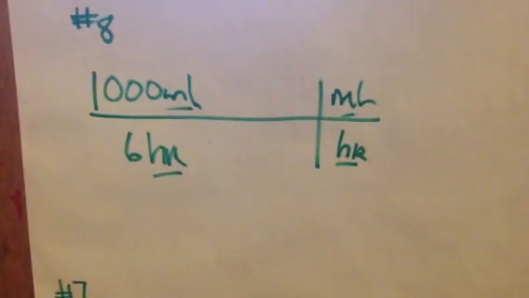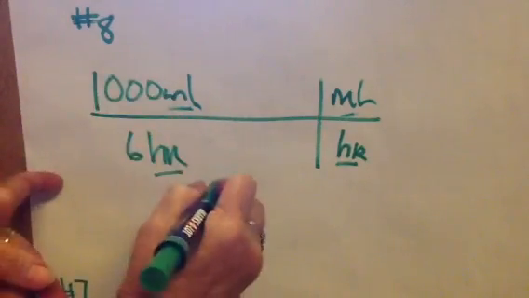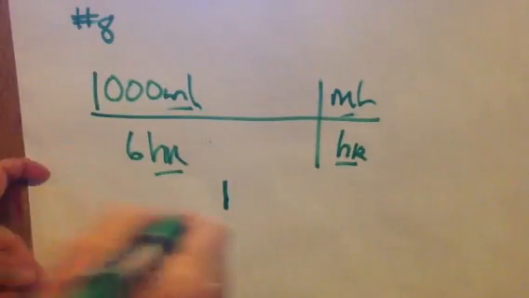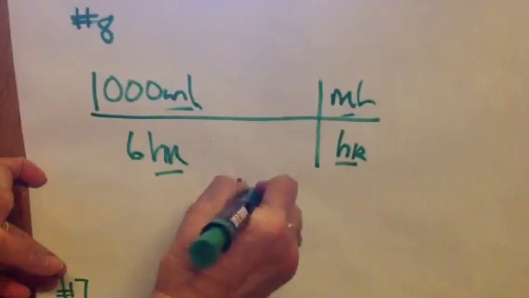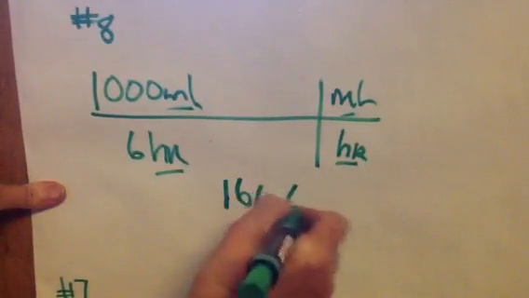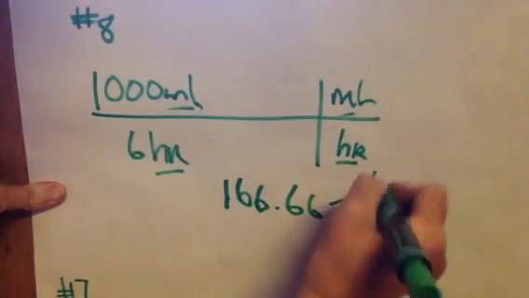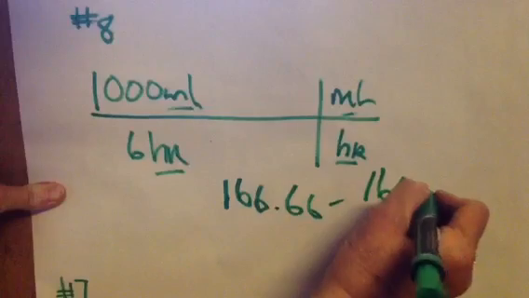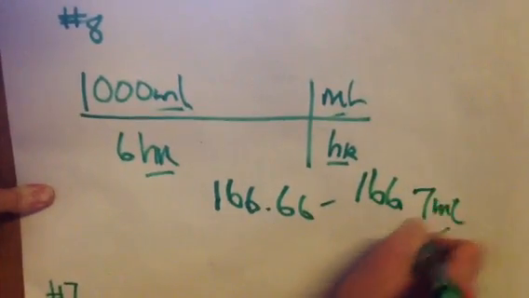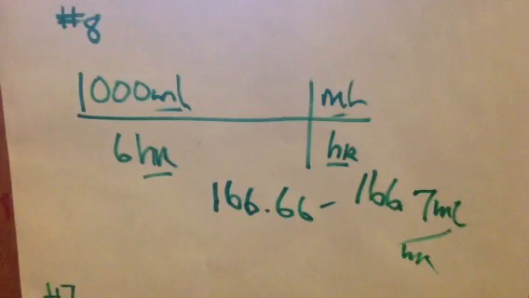So when we do that math, divide 6 into 1,000, we come up with 166.66. So we round that to 166.7 mils per hour. Okay, so that's the answer there. We would set the pump at 166.7 milliliters per hour.